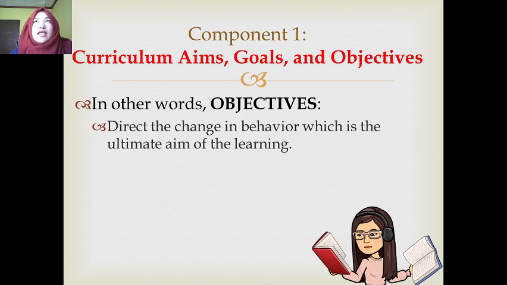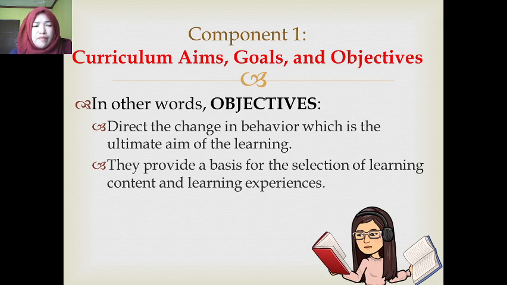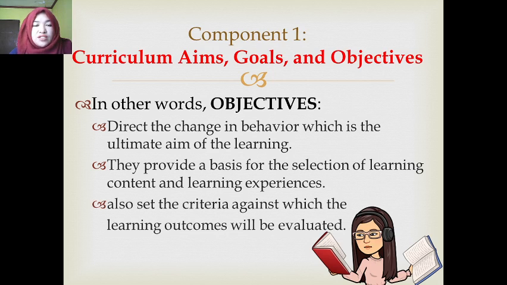In a classroom setting, before teaching, you have to make your own lesson plan, and in that lesson plan, you have to make an objective. Along the way, that objective should be addressed in your teaching. From the very beginning until you finish, those three objectives need to be attained by the child, the ones you execute or see the child demonstrate. They provide a basis for the selection of learning content and learning experiences. Objectives also set the criteria against which the learning outcomes will be evaluated.